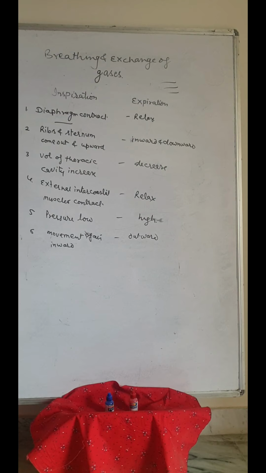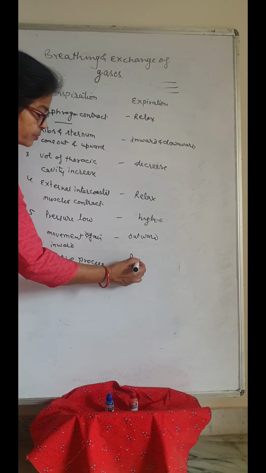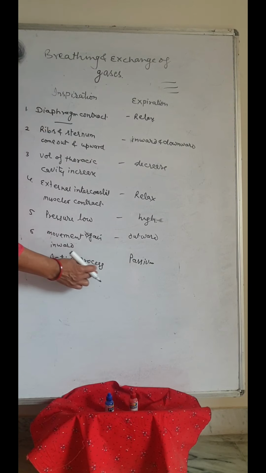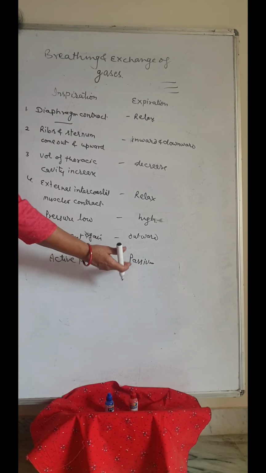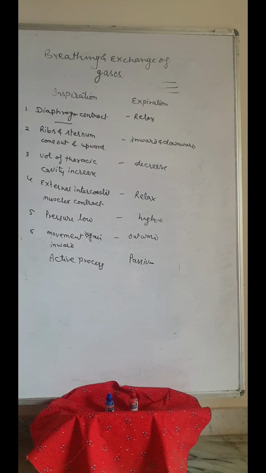So as we discussed, the inspiration is an active process. It is an active process, meaning muscle contraction is there. But the expiration is a passive process. Energy is needed for the contraction of muscles. Here there is no use of energy, so we call the expiration a passive process. Now we discuss the respiratory capacities of the lungs.